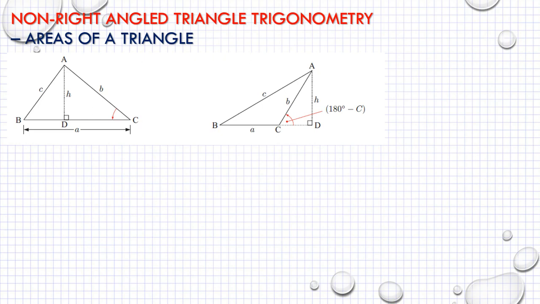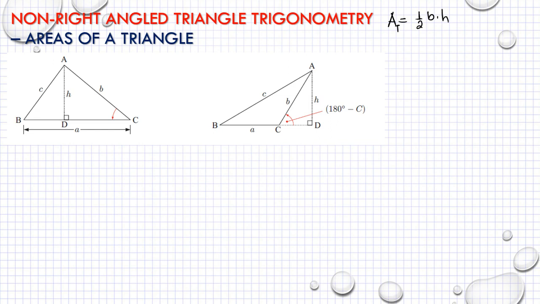This is Nick Agram. In this series of videos, I will be discussing non-right angled triangle trigonometry. And the first topic is areas of a triangle. We know that the area of a triangle is 1/2 times the base times the height. That is what we know.